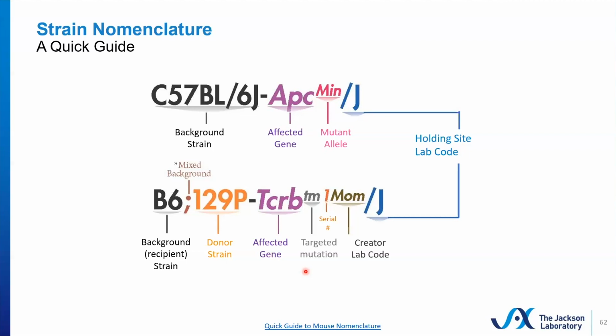You may also see EM, endonuclease mediated, as well. The serial number indicates that this was the first targeted mutation created to the TCRB gene made by the specific lab code, which in this case is Mom. You may see a variety of letters for lab codes, just so you know. And then finally, at the end in blue is our lab code, in other words, the repository maintaining the strain.